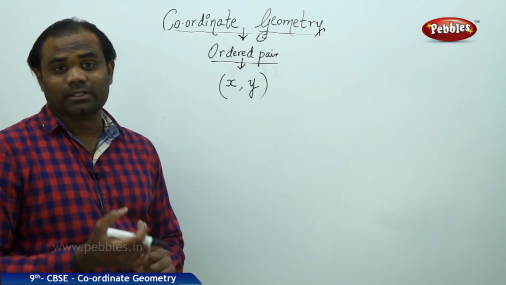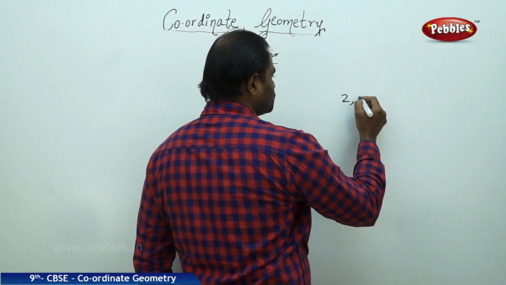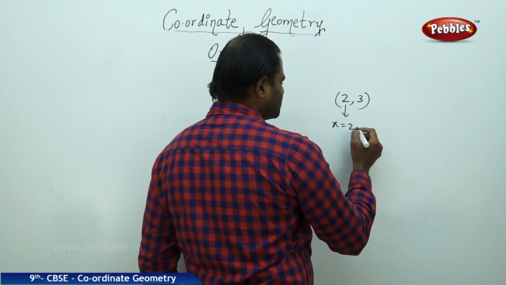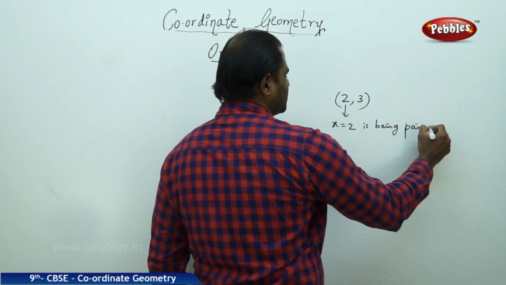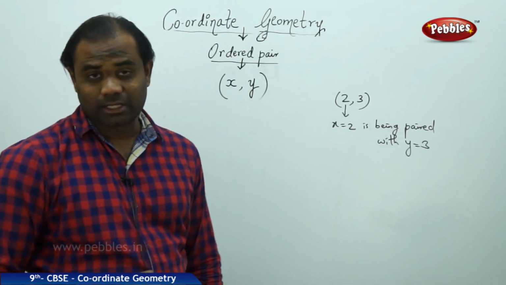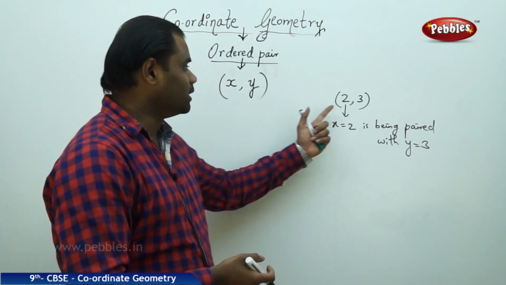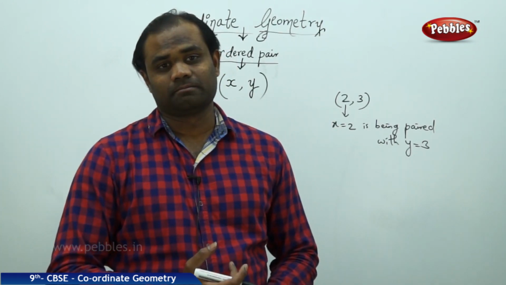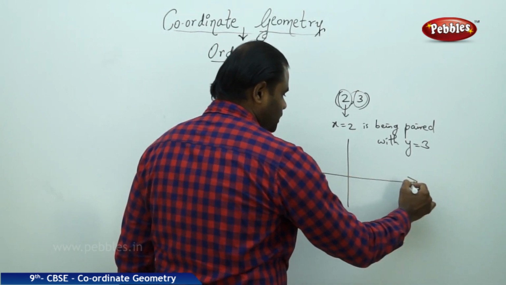bracket paired together. That is, when I take a point (2, 3), it indicates that x equal to 2 is being paired with y equal to 3, and they are associated with each other. Every pair has a certain relation, and here the relation is that these 2 coordinates pair to form a point. So these 2 coordinates x and y are paired to form a point in the Cartesian plane.